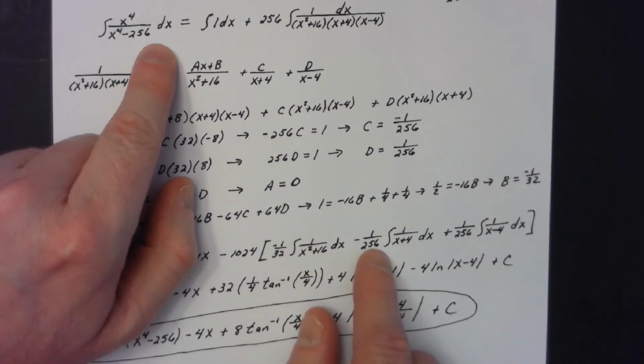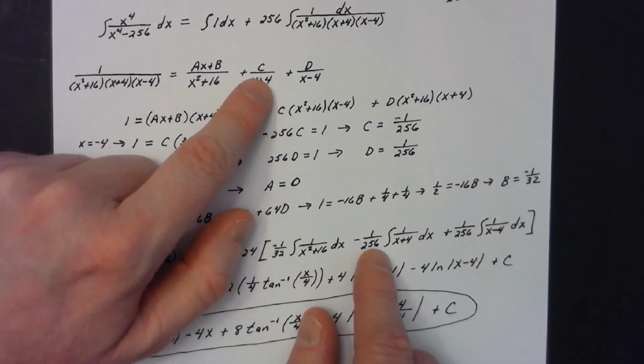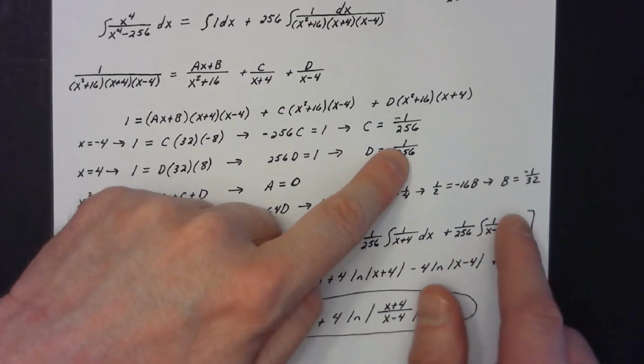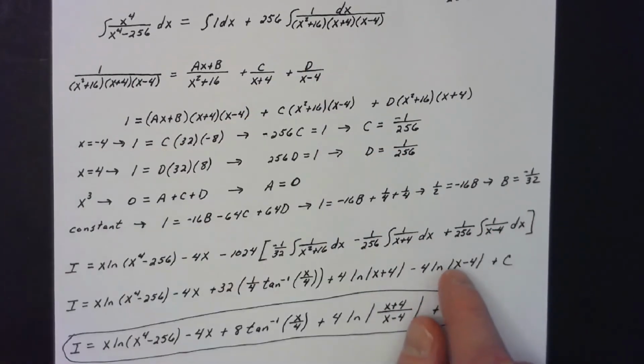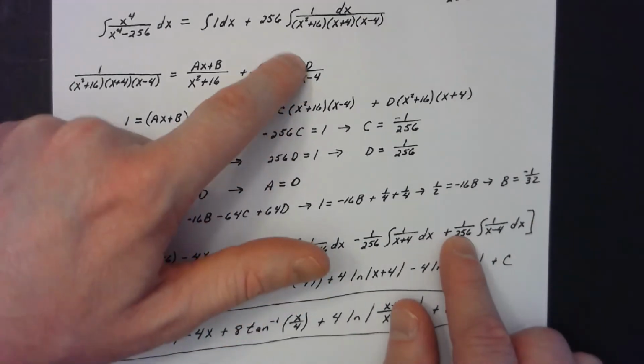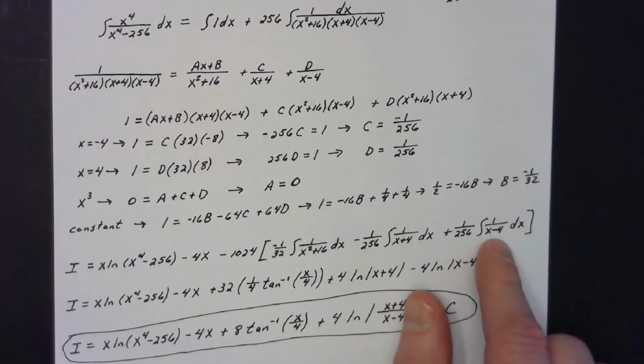Then my next one, I have plus C. Well, C was -1/256. I pull that out and I have 1 over x plus 4 left over. My D was 1/256. Yet again, I would just factor that out and you're just going to be left with 1 over x plus 4 inside the integral.